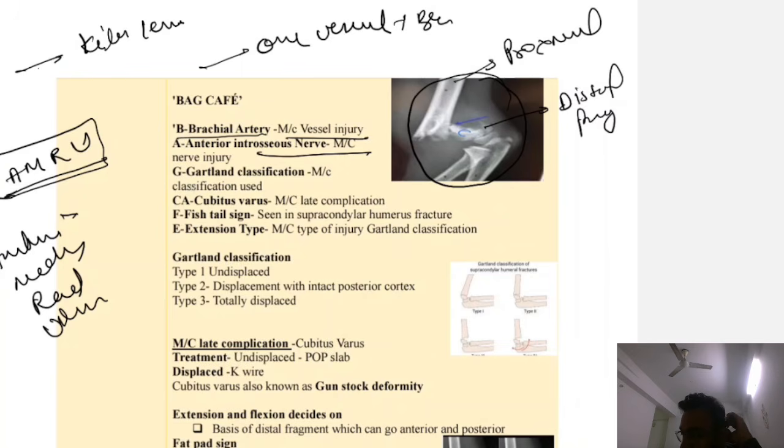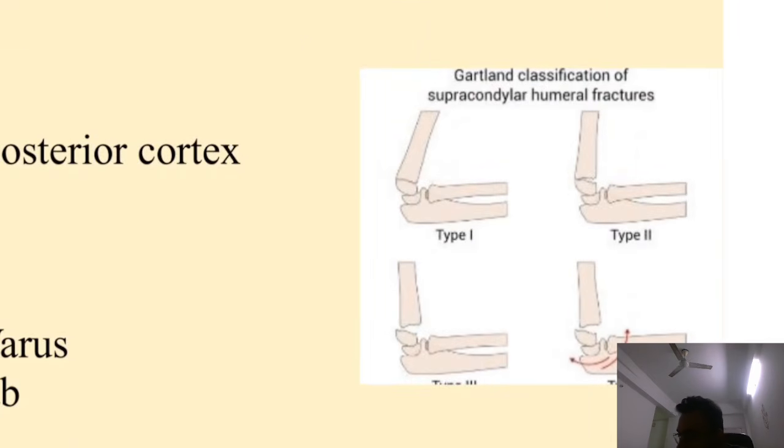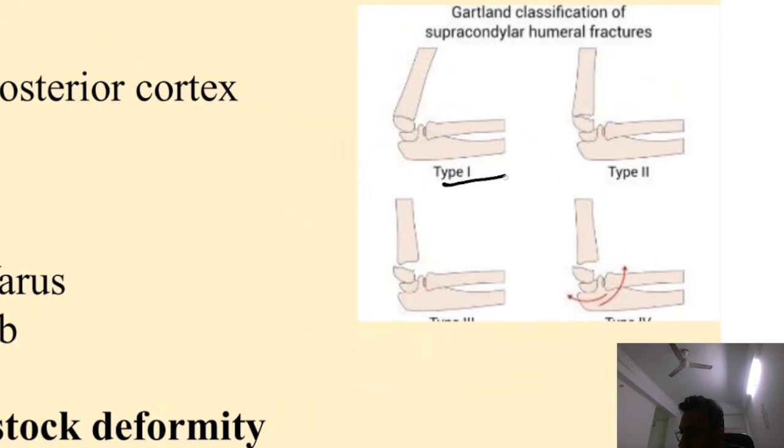The classification we use is the Gartland classification. It is the most common classification used. Then CAFE, what is CAFE? C is for cubitus varus. This patient has to be managed by operative fixation using K wires. The Gartland classification divides supracondylar humerus fracture into three types. The first type is undisplaced. Type 2 has an intact posterior cortex. Type 3 is both displaced.